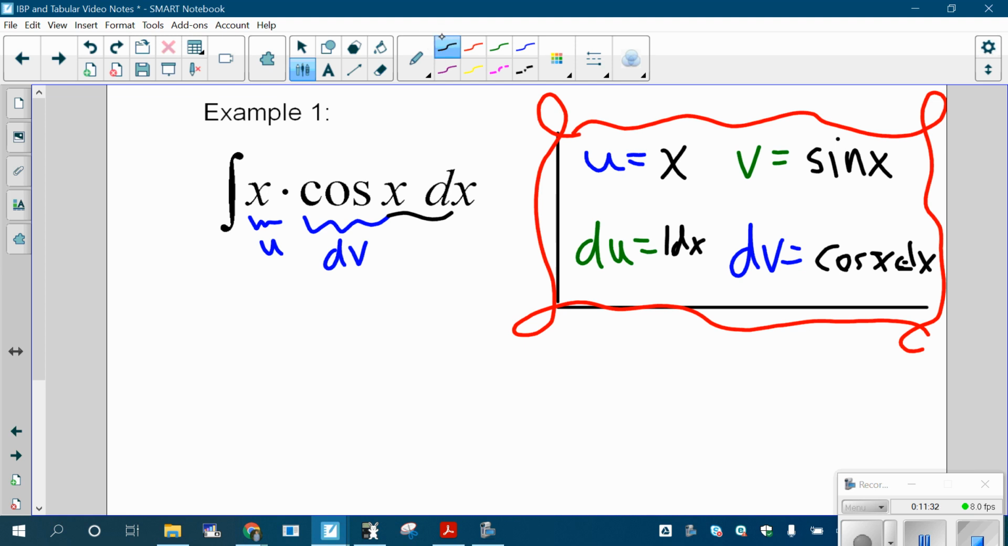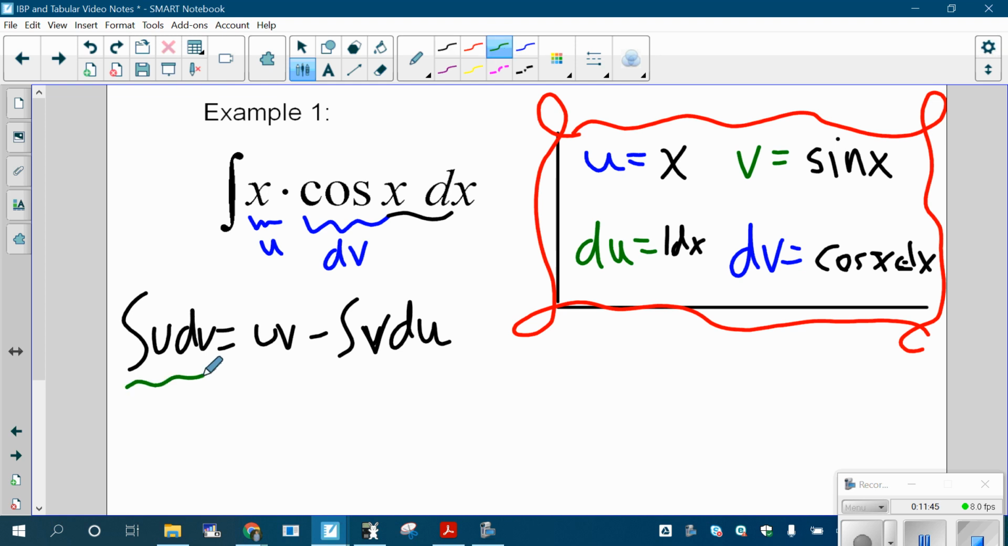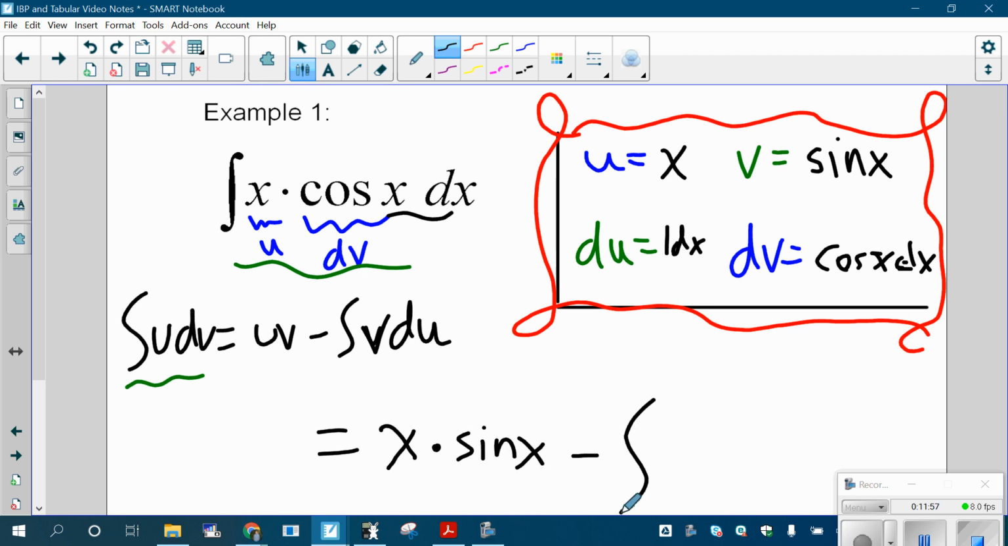Cool. And now we're going to use our formula. I'll write it down here. But you do need to memorize it. Please make sure you can tell the difference between your v's and your u's. Okay. So we're integrating this, u dv, okay? And the way we're going to do that is by finding u times v minus the integral of v du.